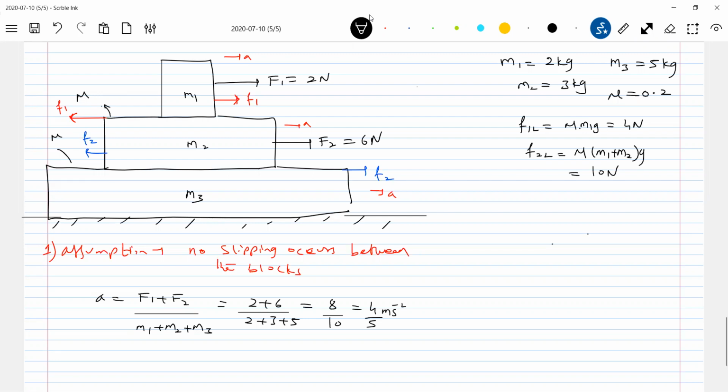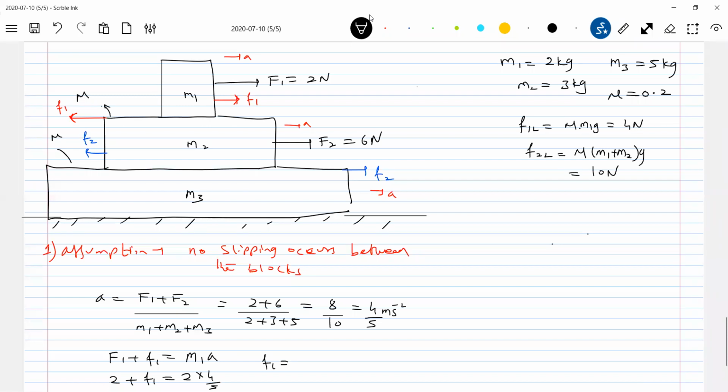First, I'll check the F1, that one. So the acceleration of the block: applied force F1 plus friction force equals M1 times a. We know the applied force F1, how much is it? 2 Newton. The frictional force we don't know. M1 is 2, and the acceleration is 4 by 5. Any value? F1 will be?